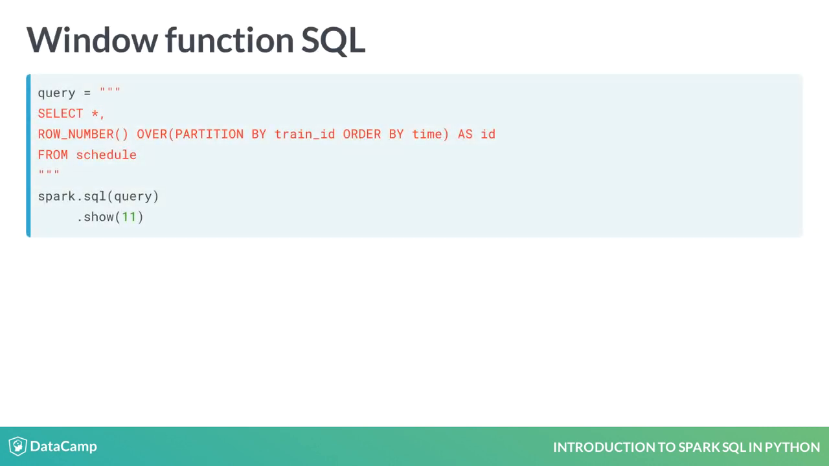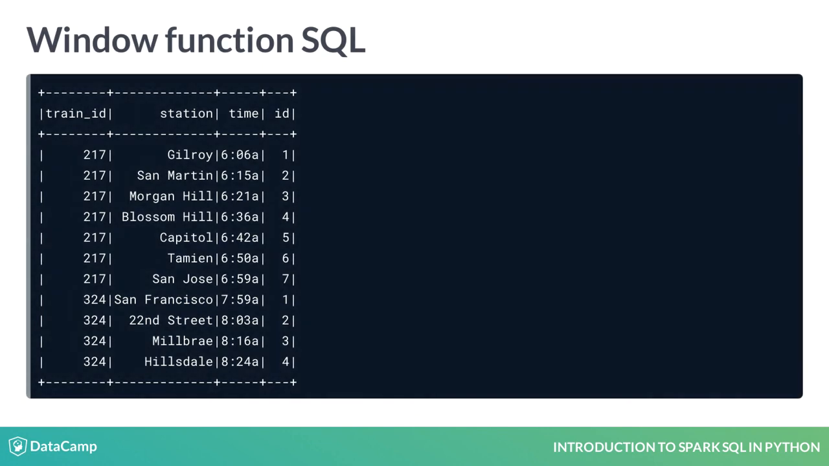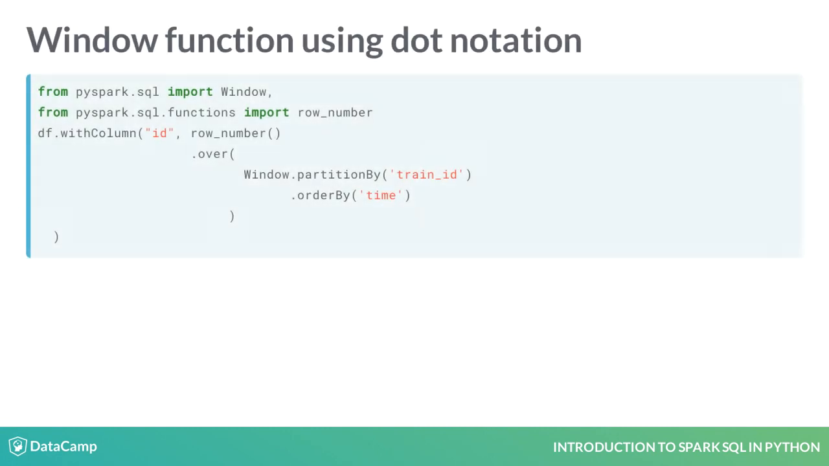Window functions can also be done in either SQL or dot notation. This query adds a number to each stop on a train line in a new column ID. Note how the ID column starts over for train ID 324. Here's the same result using dot notation. There is typically a dot notation equivalent of every SQL clause, including window functions.